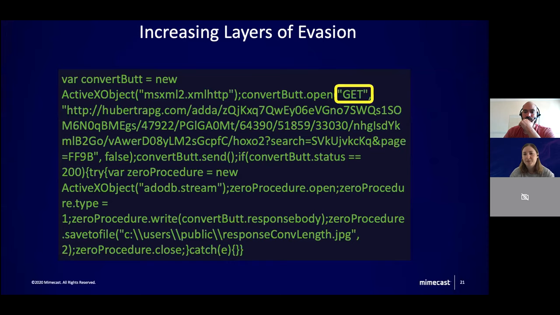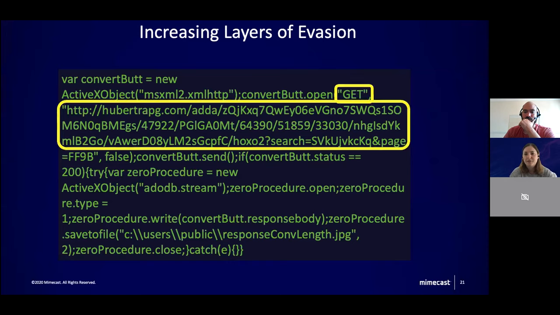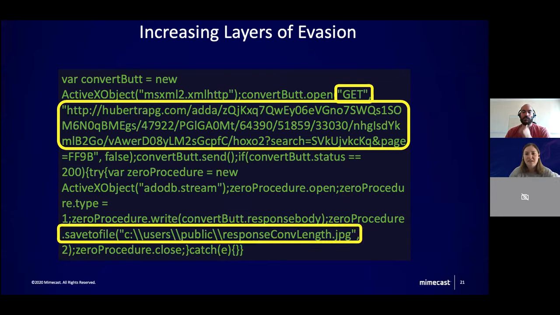So they're making a GET request to this URL. So it goes off to this place, grabs the content, which is the malware, then saves it to a file and executes it. So also what you'll notice is that rather than saving it as an executable file, which is quite standard behavior, they're saving it as a JPEG.